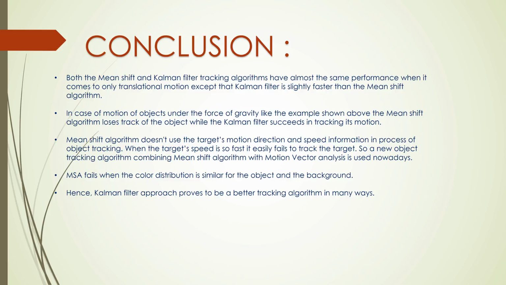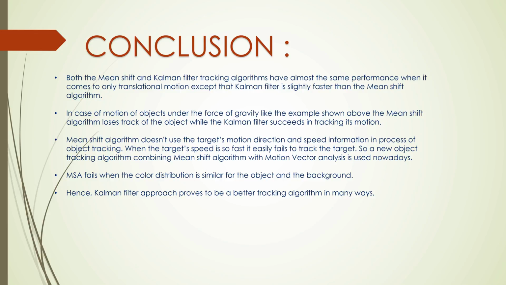In case of motion of objects under the force of gravity, the mean shift algorithm fails to track the object, whereas the Kalman filter succeeds in that too. The mean shift algorithm doesn't use the target's motion direction or speed. So when there is an object which is moving at great speed, the algorithm easily fails to track the target, like a fast moving car or a person. So a new object tracking algorithm combining the mean shift algorithm and the Kalman filter algorithm or motion vector analysis is used nowadays to improve the mean shift algorithm.